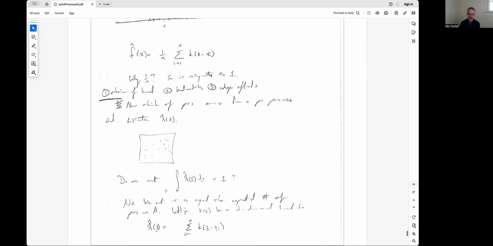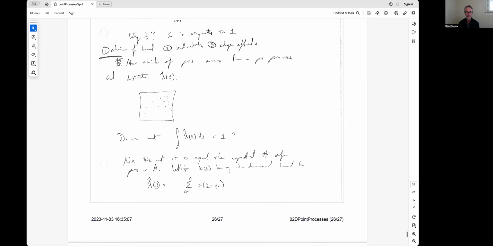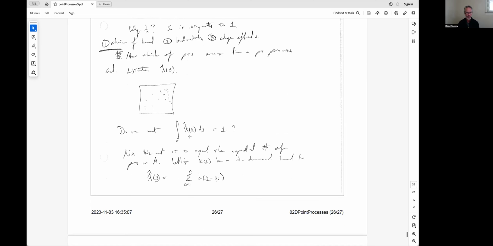And so the only difference really is that we will do a kernel density estimation, but there's no reason to do this normalization. In fact, if we just integrate over the whole region, we'll integrate this kernel, and what we'll end up with is n, which is our observed number of points. And so getting rid of this 1 over n makes sense. So that's what I'm saying here. Do we want the integral of our estimated intensity to equal 1? No. The right thing to do is just to get a kernel density estimate, but do not normalize by 1 over n.